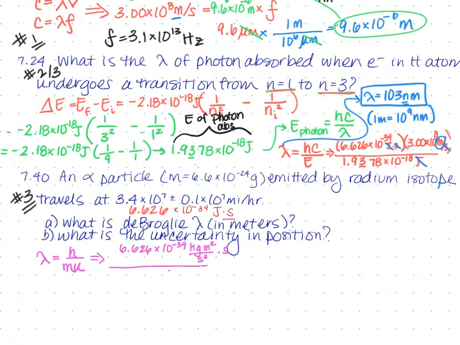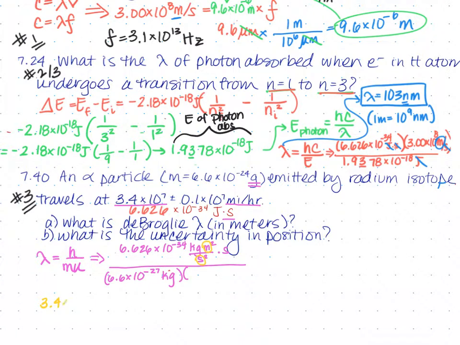so times second, over the mass, which is 6.6 times 10 to the, now wait just a second, it's given in grams, so I have to convert that to kilograms since my joule is a kilogram meter squared per second squared. So this should be times 10 to the negative 27th kilograms, times the speed, which is given as 3.4 times 10 to the 7th. Notice that's in miles per hour. I would like to get that in meters and seconds. So let's do that conversion down here.